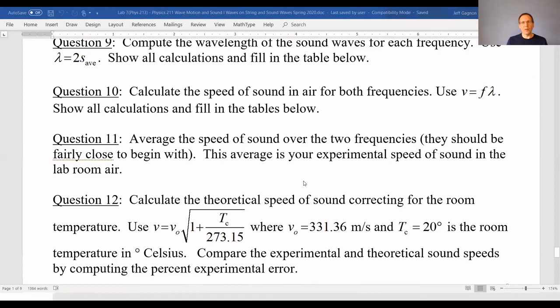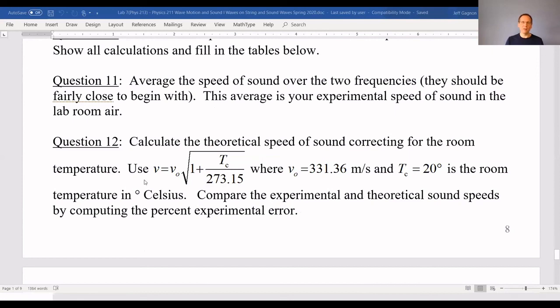Now, it turns out we can also calculate what's called the theoretical speed of sound. And this actually takes into account the temperature of the room. So here's the formula you're going to use. The theoretical speed of sound is going to be V naught times the square root of 1 plus the temperature in Celsius divided by 273.15. V naught is just a constant, right? Everyone's going to use this value, 331.36. When I measured the temperature of the room, the day that I was in there recording the videos, it was around 20 degrees Celsius. So if you plug those values in, that's going to be the theoretical speed of sound.